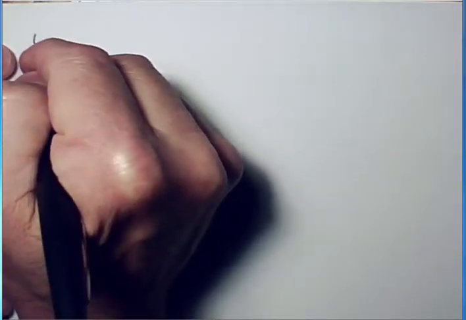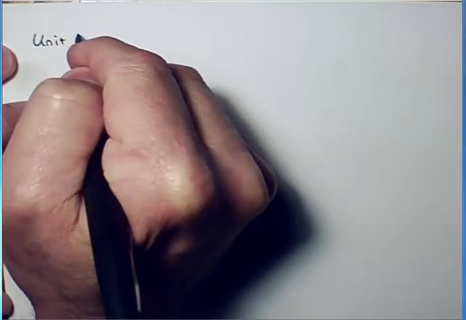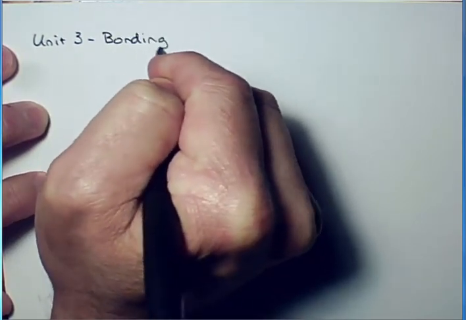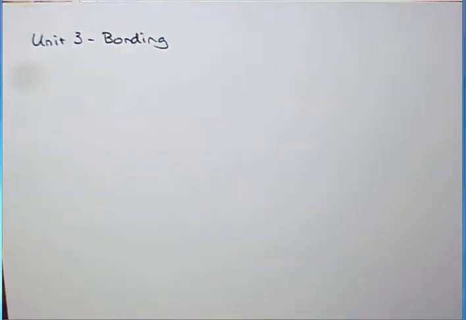So this unit, Unit 3, is about bonding, and we're going to relate the stuff we learned in the previous unit about atomic structure, orbital notations, electron dot notation, to this concept of bonding. Okay?